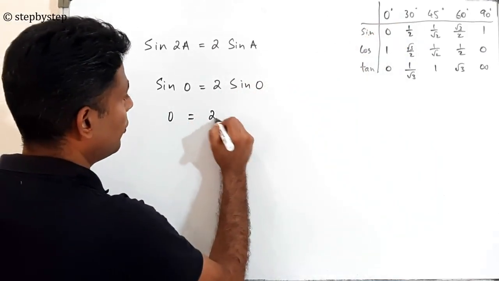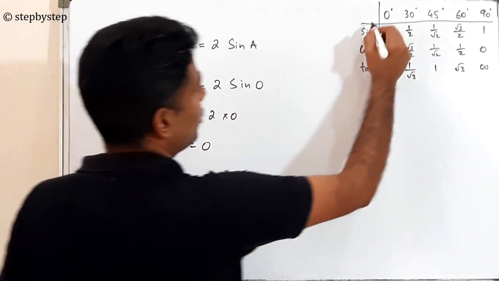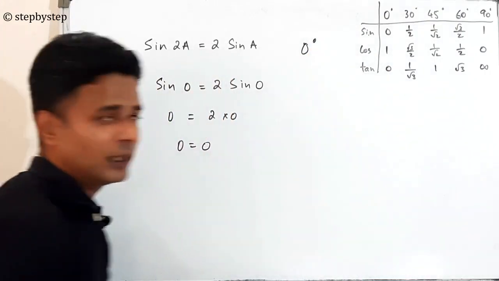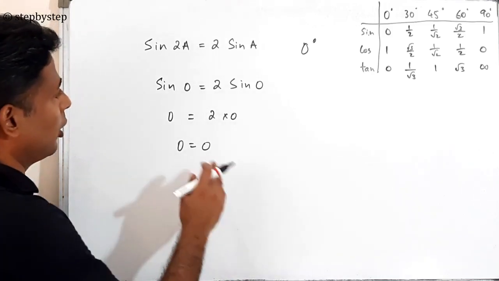2 sine 0 will be 2 into 0, which is 0. We get 0 equal to 0, which means it holds true for 0 degree. So 0 degree is the correct option. If you want, you can check for the other options.